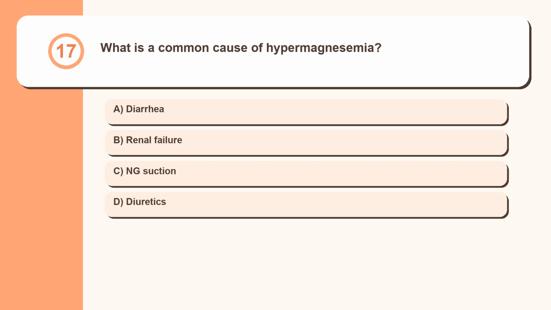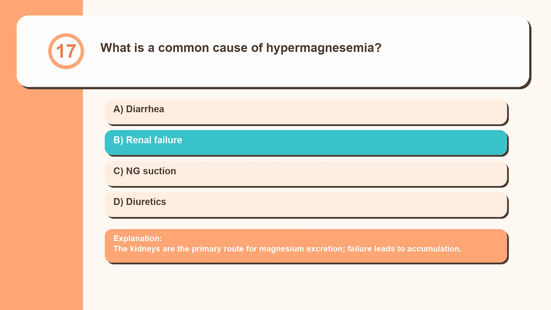Question 17. What is a common cause of hypermagnesemia? Diarrhea, renal failure, NG suction, diuretics. The kidneys are the primary route for magnesium excretion. Failure leads to accumulation.